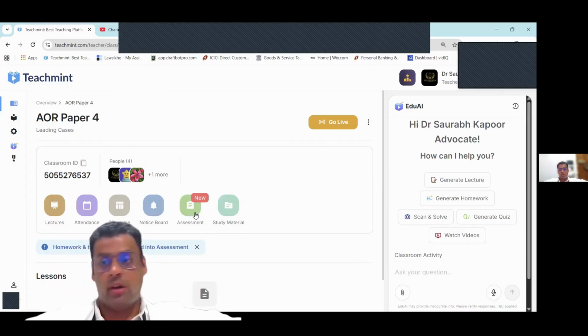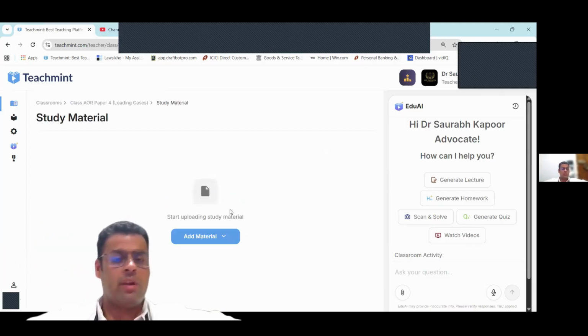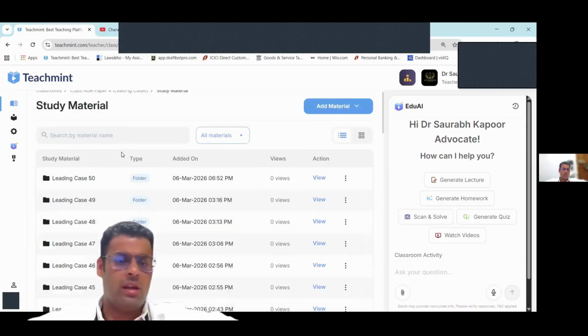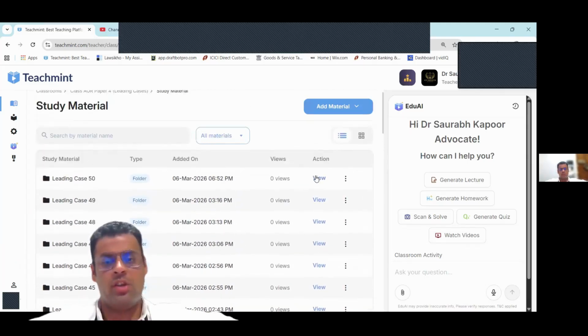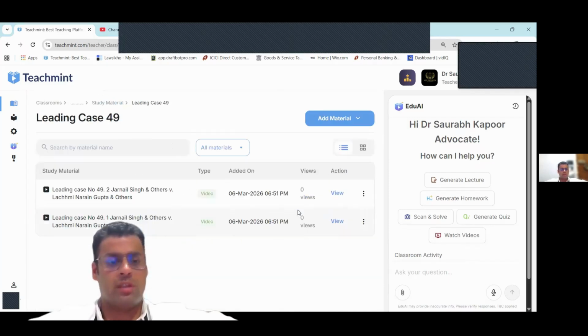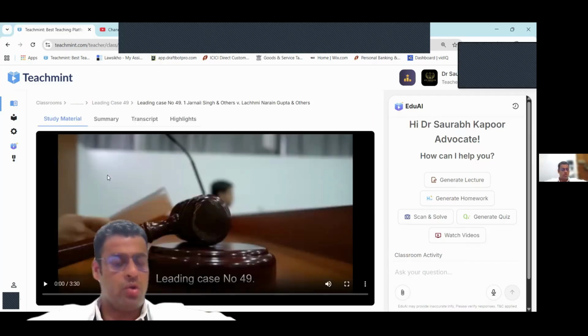Then there is the assignment, the question paper. Every week I will prepare an assignment, a question paper which you have to answer. You have to give me this in a computer-based or written form. Everything will be given over here. Then the study material is like this. I'll show you: basically the judgments which have been uploaded, like this judgment journal. I'll show you one of the videos, how the lecture preparation goes.